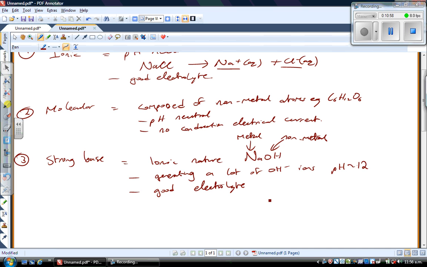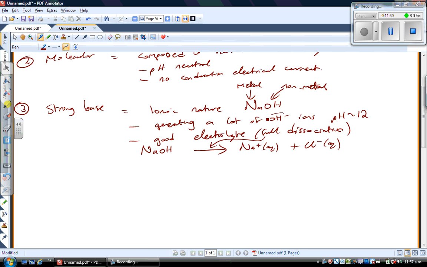Now the reason you get such a good electrolyte effect from a strong base is because of full dissociation. The NaOH completely breaks up in water, which can be represented with this simple equation. Complete arrow for full dissociation. That's what the complete arrow means. And then you get sodium ions. If you have 1 mole of sodium hydroxide to start with, we're assuming that you get 1 mole of Na plus ions and 1 mole of OH minus ions. So full dissociation, great electrolyte, and also really affects the pH of the solution by producing OH minus ions.